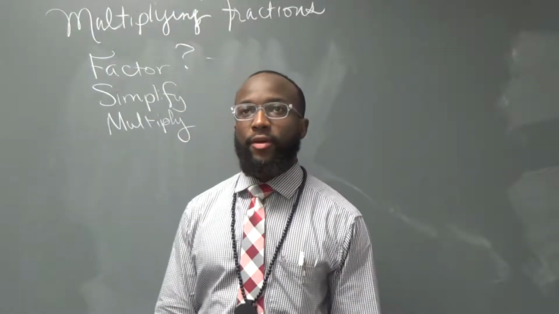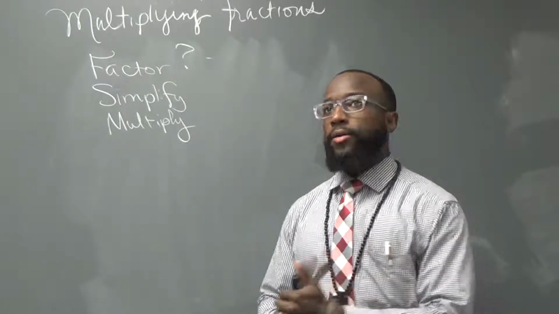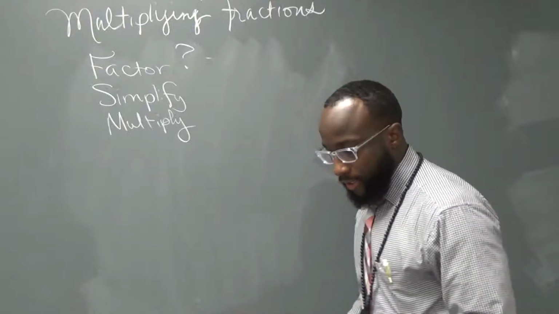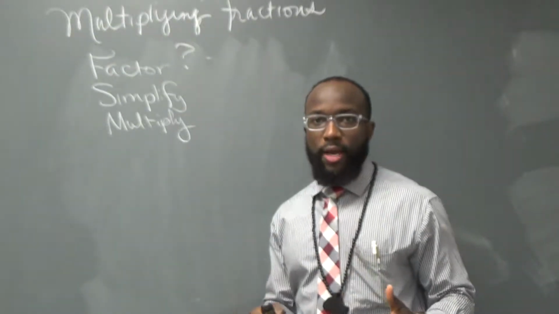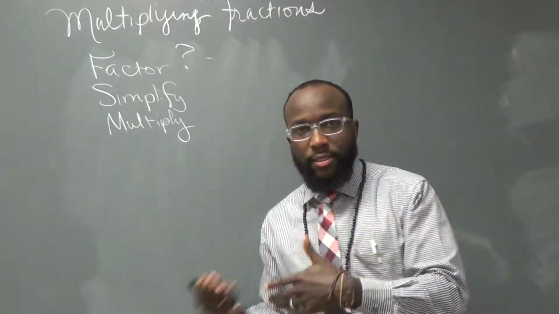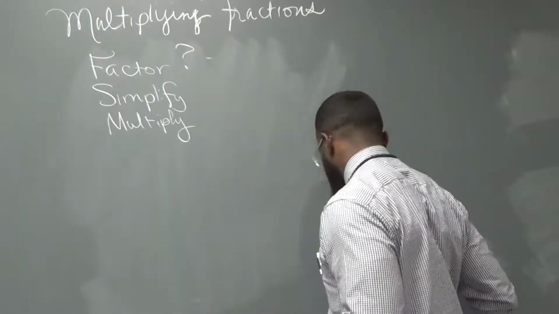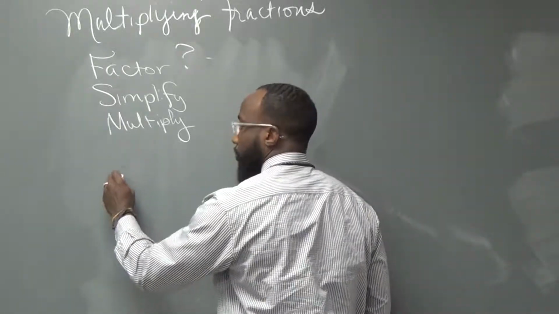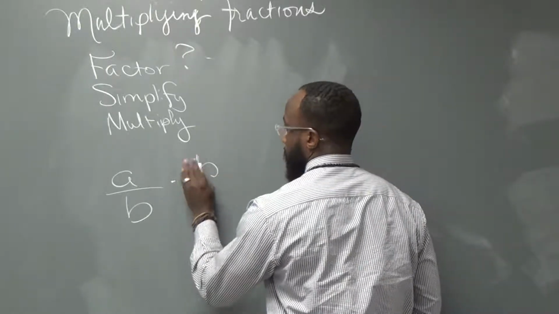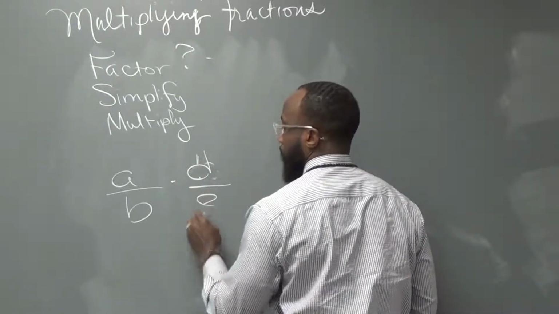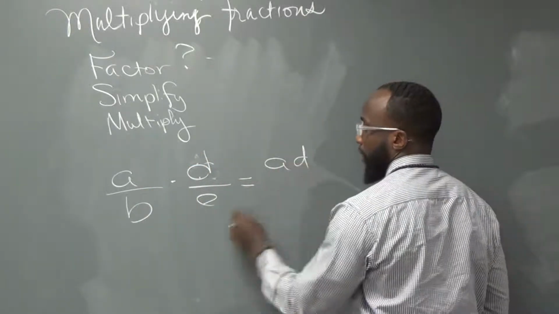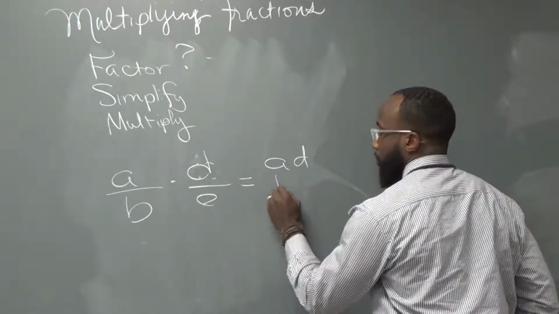This is Mr. Do the Math here, and I'm talking to you guys about multiplying fractions. Alright? The way you multiply fractions in Algebra 1 and Algebra 2 is the same way you multiply fractions in elementary school. You essentially just multiply the numerator times the numerator, and the denominator times the denominator. Say A over B times D over E: A times D is AD, and B times E is BE.